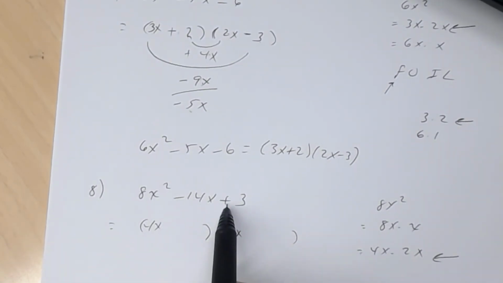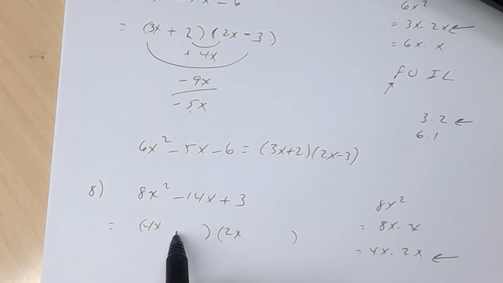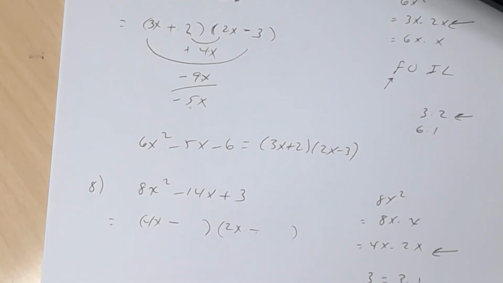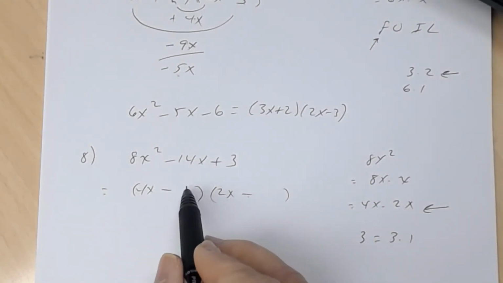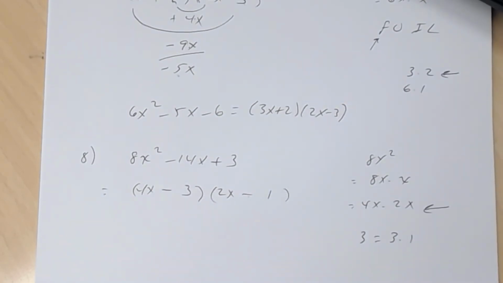All right, now the last sign's positive. So whenever the last sign's positive, you can right away go ahead and put in your signs. The last sign's positive, that means that the signs have to be the same, and they're going to be the middle sign. So they're both going to be negative. And 3 is a prime number. So the only way to get a product of 3 is by saying 3 times 1. And so let's put the 3 here and the 1 there and see if it works.